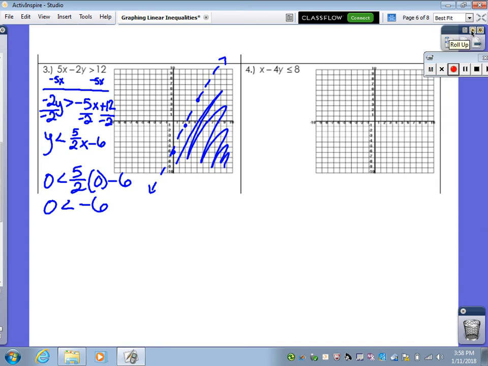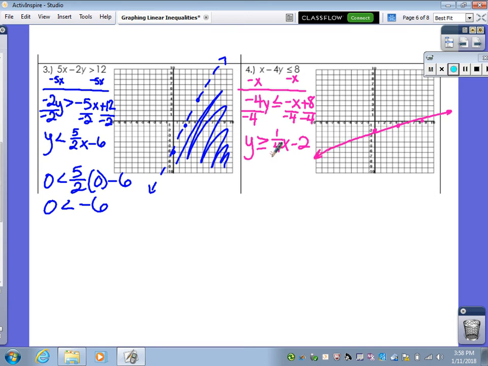All right. This one again, we're going to solve for y. And divide by your negative. So we're going to flip our inequality sign one more time. -2 is our b. Slope is 1/4. It's the solid line because it's or equals to.